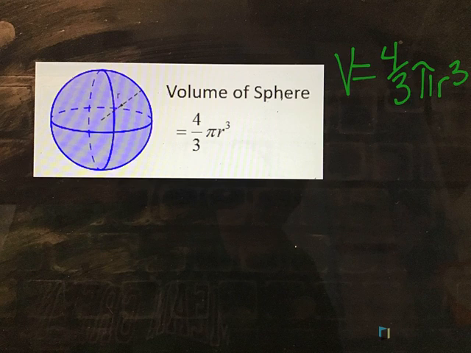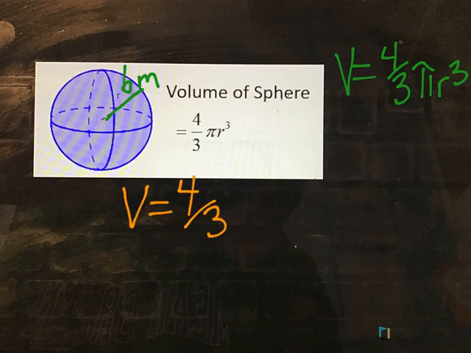So, as you can see in the diagram here, they have the radius right here. And let's say the radius is 6 miles. It's a really big sphere. Okay. So, write down the formula. Then you plug in what you do know to solve for what you don't know. I'm going to start down here so I have plenty of room. 4/3 times pi times the radius, and we said the radius was 6 to the power of 3.